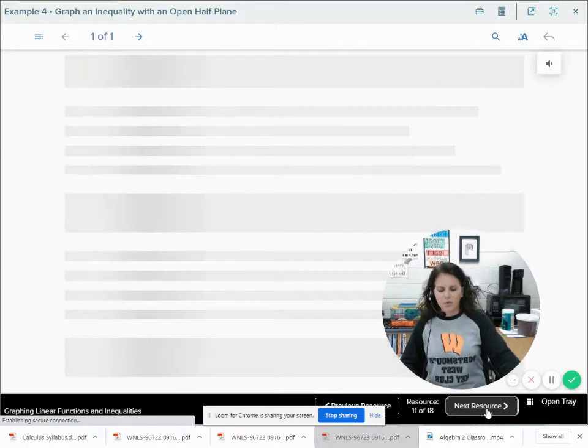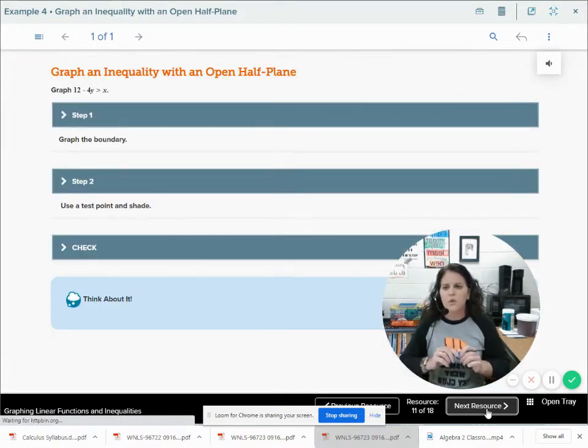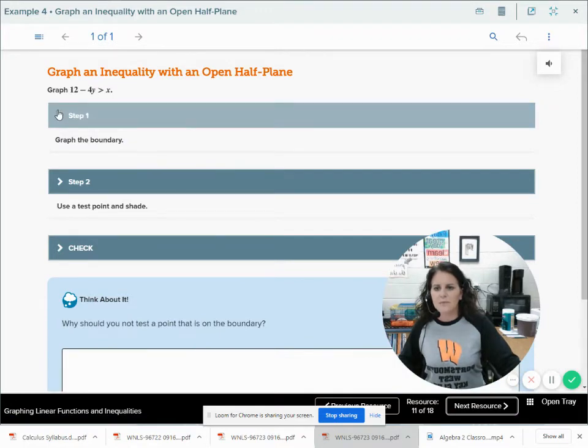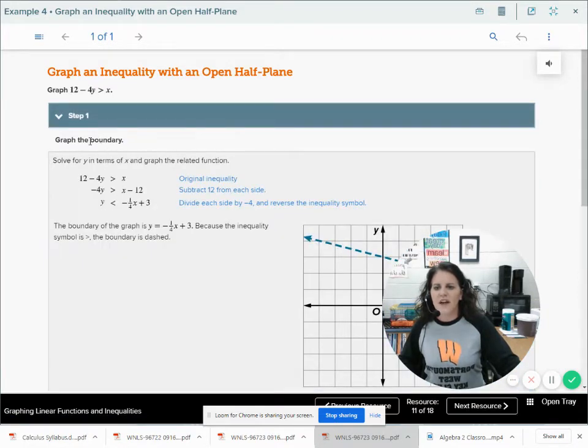So looking at example 4 in your workbooks on page 41, we're going to graph an inequality with an open half plane. So step 1, we've got to graph the boundary. So I would begin by converting this into slope-intercept form. So we're going to move the 12 over to the other side. It becomes a negative. Then I divide everything by -4. So now my slope is -1/4. And my -12 divided by -4 is a +3, making my y-intercept a +3.